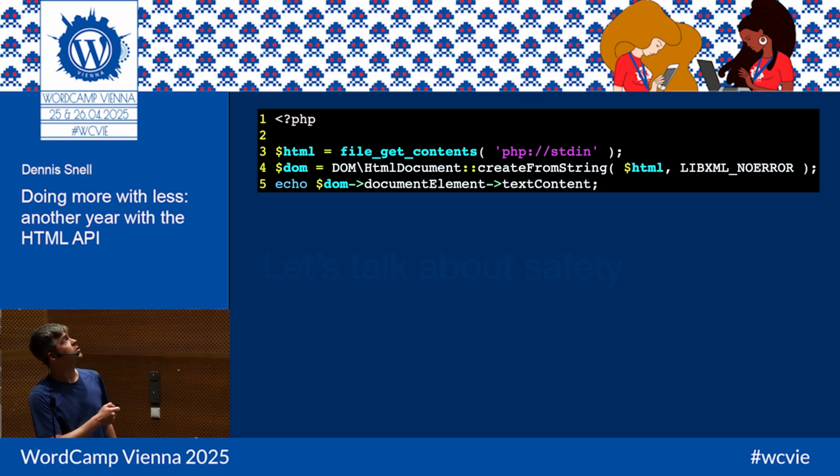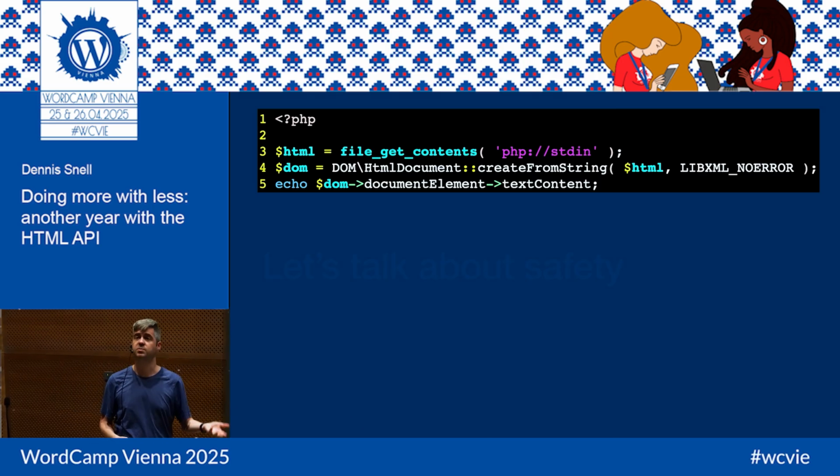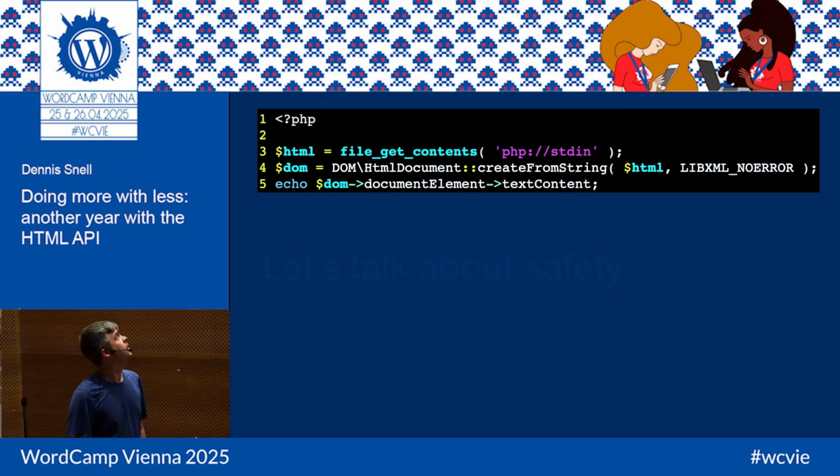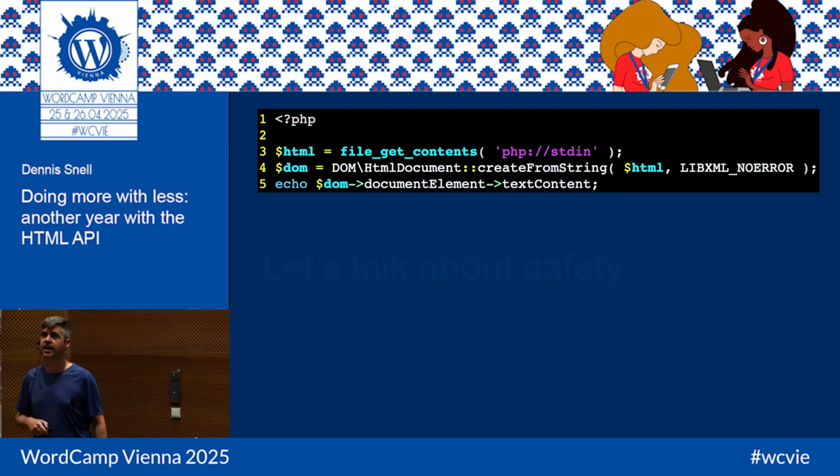Here I am, canonically opening an HTML document, loading it up, and I have to add libxml no error to start with, because any malformities in the HTML, it spits out as a warning. And then I just want to get the text content from that document. What's going to happen?